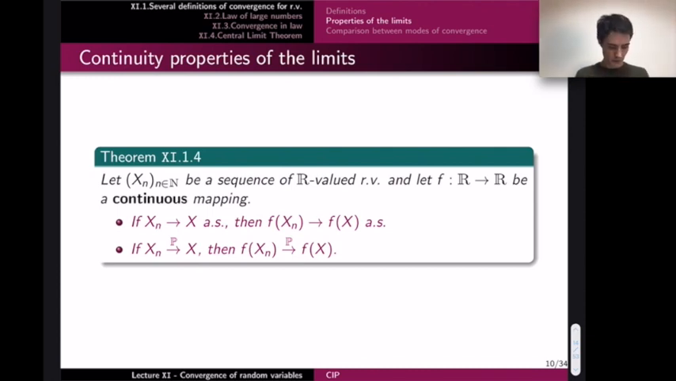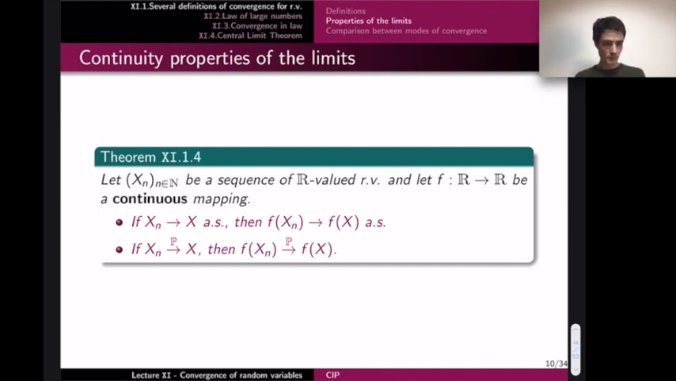So I will prove actually this. Actually, I will prove the almost sure one, and the continuity for the convergence in probability will be optional. Okay, so I will do it now, but you can skip the video during the proof.